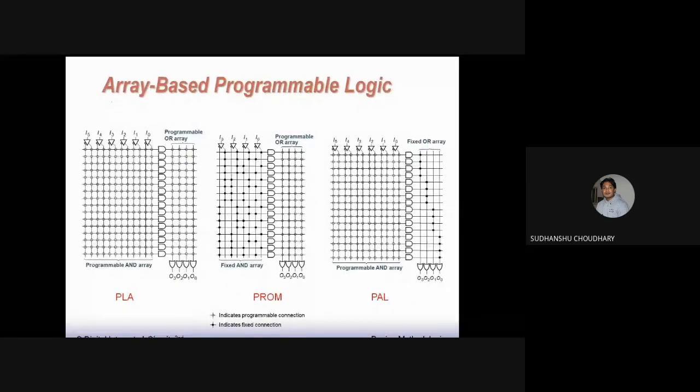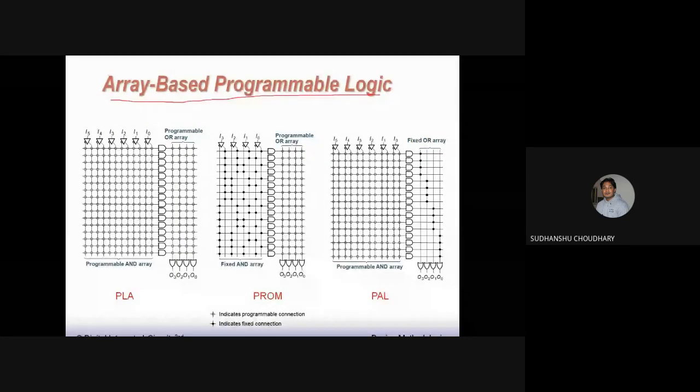Okay. Then we have the programmable approach, which is also called the array-based programmable approach. Array means here you have an AND array and an OR array. So what we call the PLA based approach, programmable logic array approach, where you have an array of AND gates and an array of OR gates.